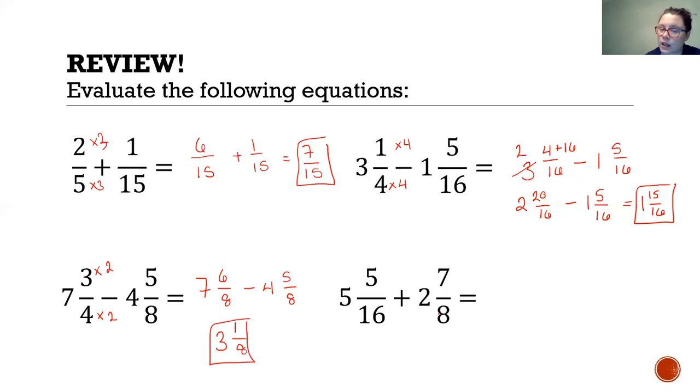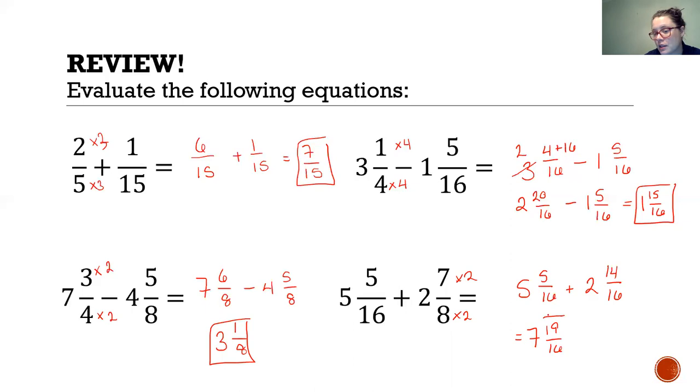And then for the very last one here, we have 5 5/16 plus 2 7/8. You'll notice 8 times 2 is 16. These are nice, easy fractions for you to work with. 5 5/16 plus 2 14/16 leaves us with 5 plus 2 is 7. 5 plus 14 leaves 19/16.